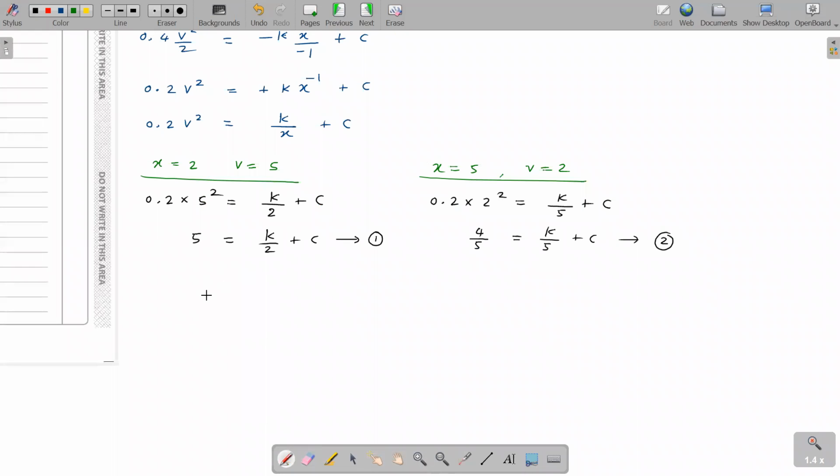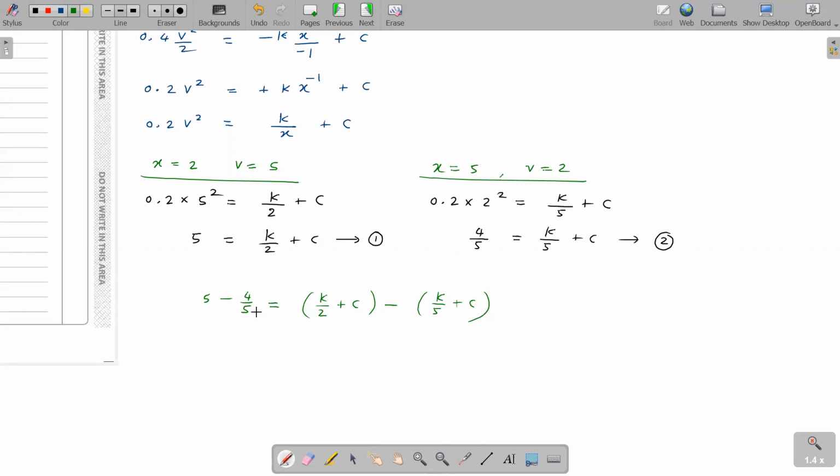When I subtract the two equations, the c cancels out. k over 2 plus c, if I subtract k over 5 plus c. Now, this is a pair of equations that you have to solve simultaneously. You can do this in any way you like. I'm doing the subtraction method. You could do this in any creative way as long as you get the answer correctly.